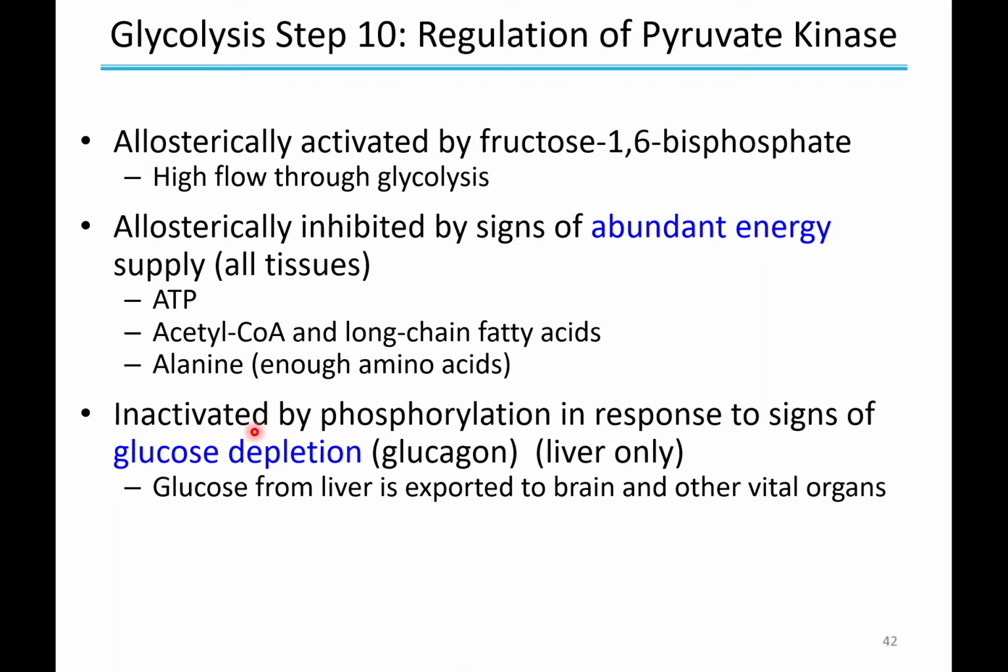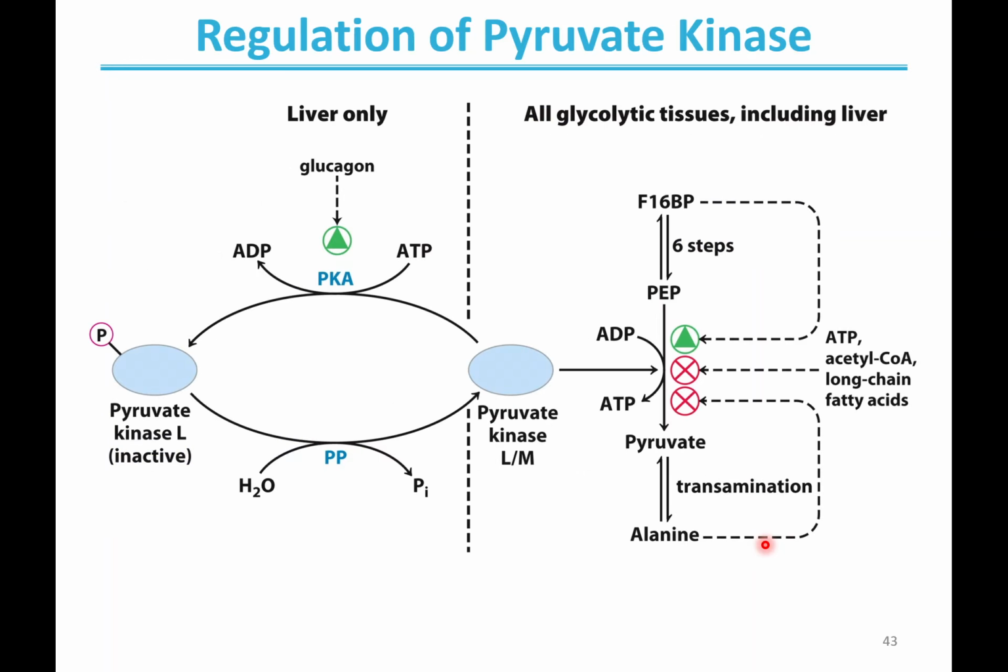Okay. It's inactivated by phosphorylation in response to signs of glucose depletion. So this is in liver only, the hormone glucagon will lead to phosphorylation of this enzyme. And why is that important? Well, you want to stop glycolysis in the liver and transport glucose from the liver to other important organs that really only use glucose, and that would be the brain. Okay.